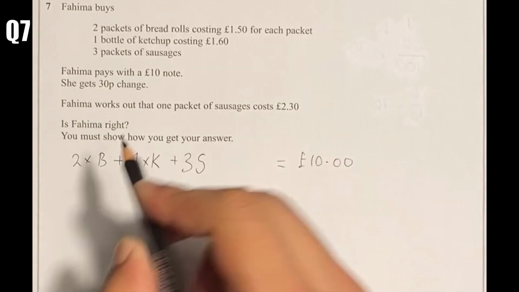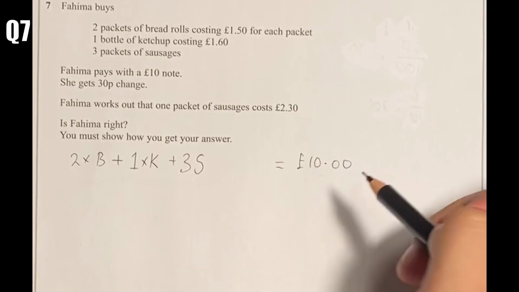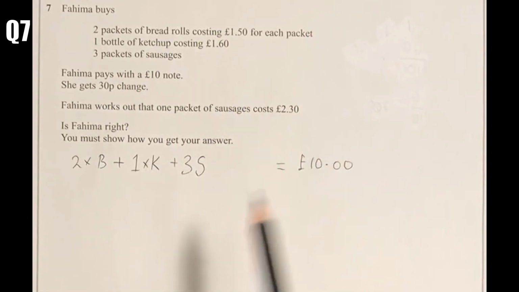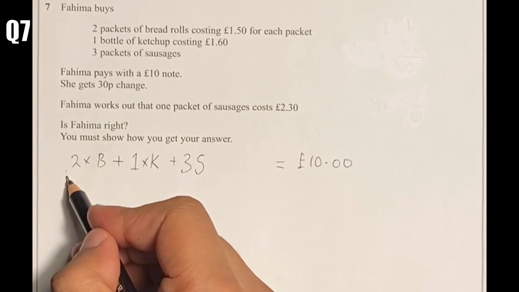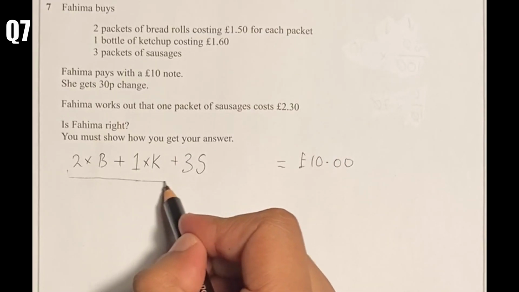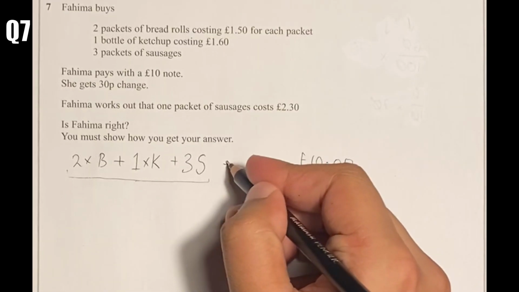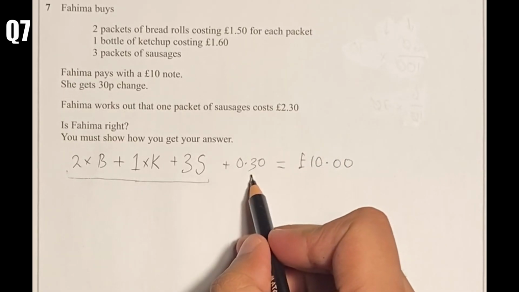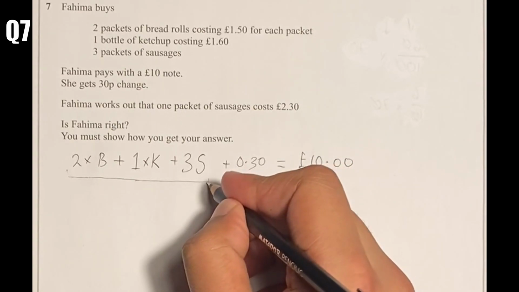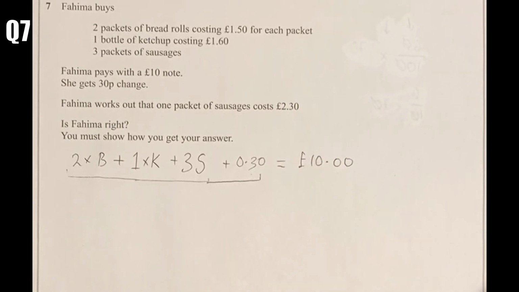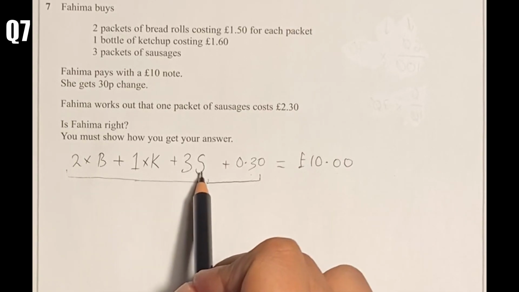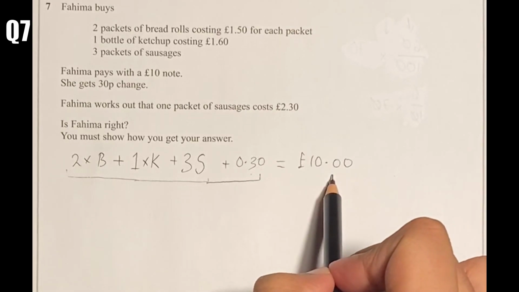So if we add up all of this, we're not going to get £10 because it says that she gets 30 pence change, which means all of this, if we add up all of this here, we are 30 pence short of £10. So if we add the 30 pence, we now should get £10. I hope that makes sense there. So 2 times bread plus 1 times ketchup plus 3 times sausages plus 30p gives us £10.